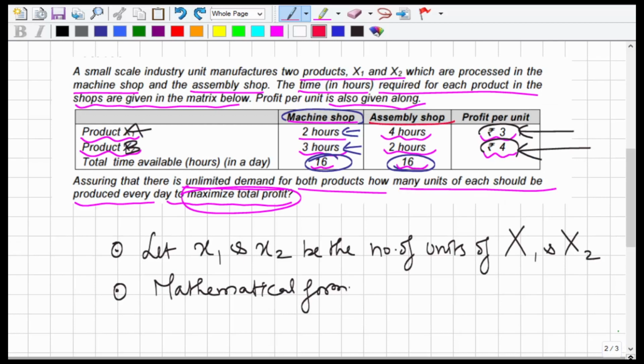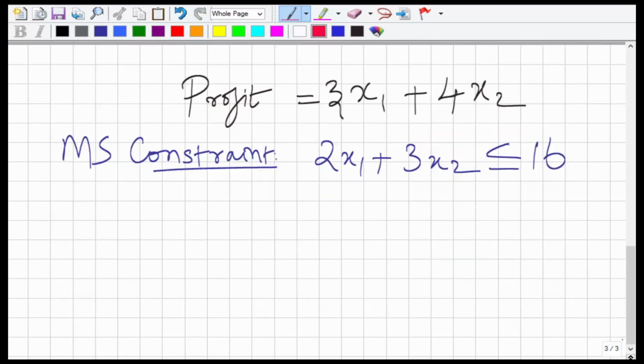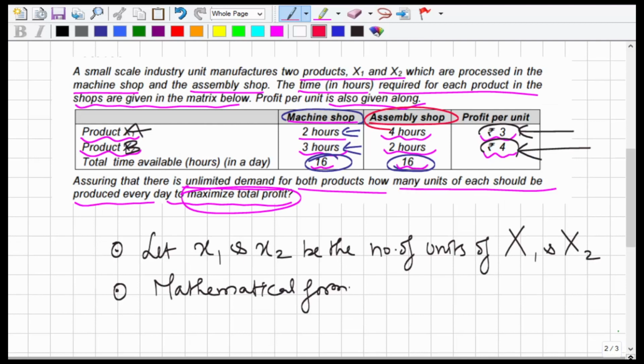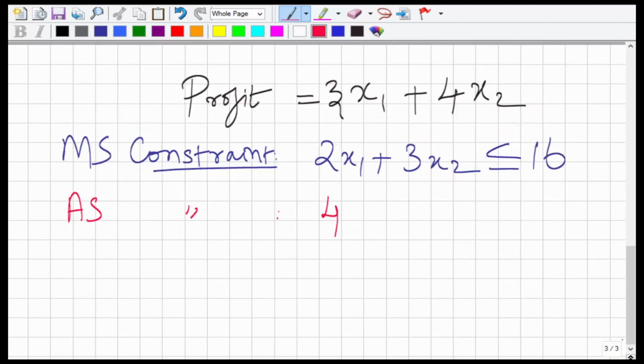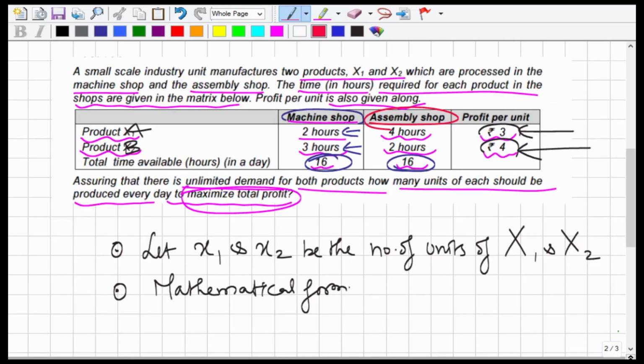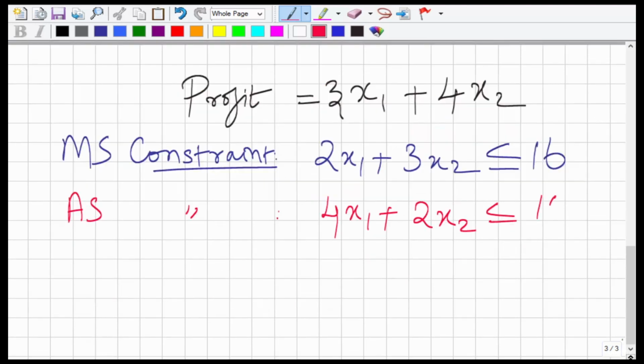Then we have the assembly shop constraint. Let me put that out also. What is the assembly shop constraint? You need 4 hours for A and 2 hours for B. So 4x1 plus 2x2, and they have to be less than or equal to 16 hours. So in this way, the assembly shop constraint is also taken care of.